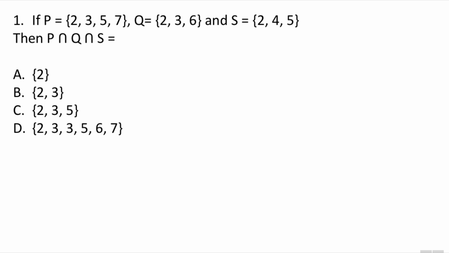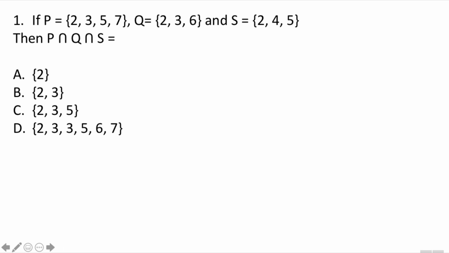So let's have a look at question 1. If P is equal to the elements 2, 3, 5, and 7, Q is equal to the elements 2, 3, and 6, and S is equal to the elements 2, 4, and 5, then P intersect Q intersect S is equal to. So we first need to understand what we mean by this symbol, guys.